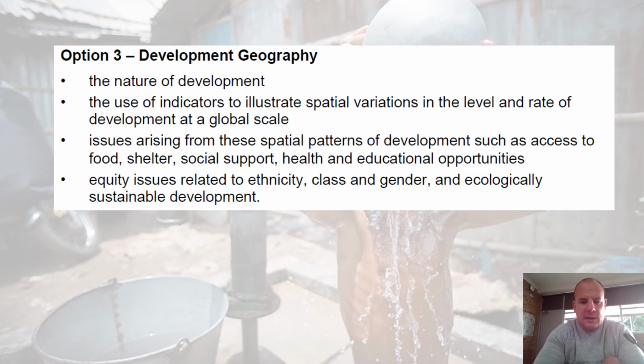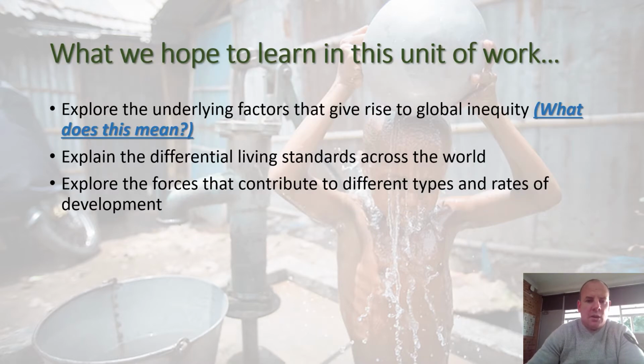So looking at the syllabus, this is what we're going to be covering: the nature of development, and then the use of development indicators to look at spatial variations, issues arising from these spatial patterns, and then equity issues. So we're looking today at that first dot point about the nature of development. This is what we're hoping to learn about in this unit of work: explore the underlying factors that give rise to global inequity, explain the differentiating livable standards across the world, and explore the forces that contribute to different types and rates of development.